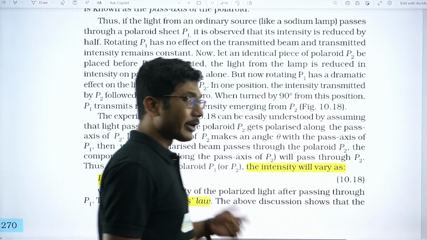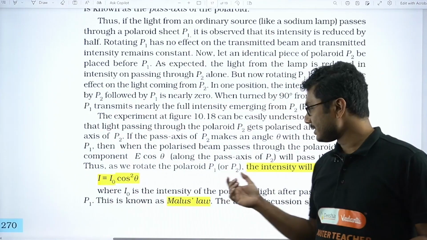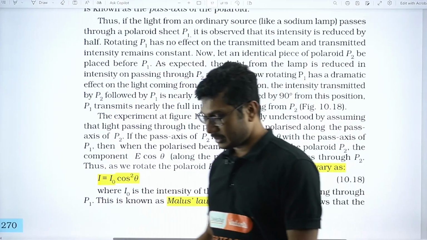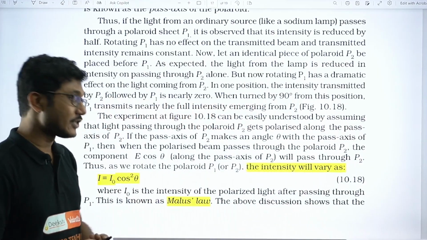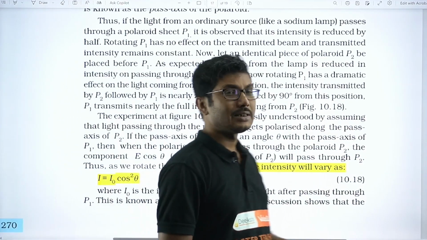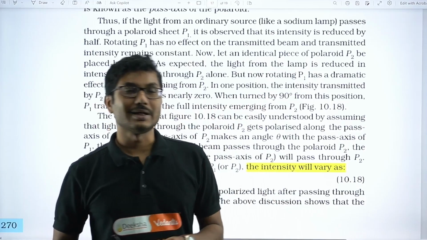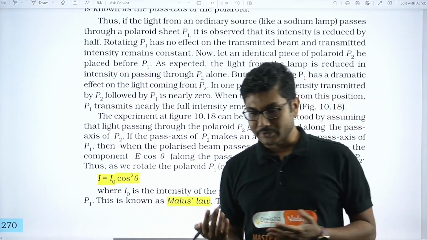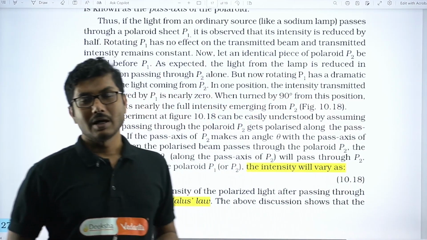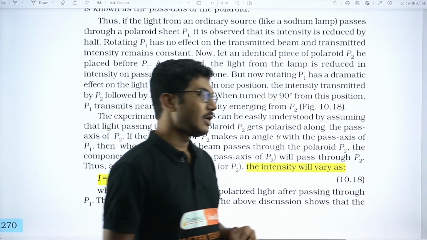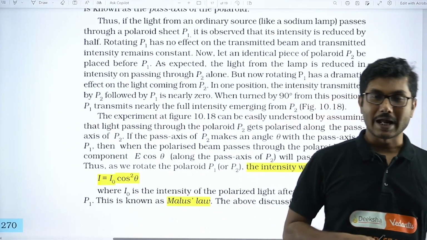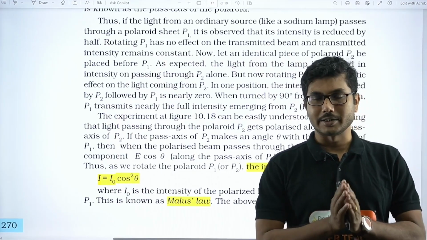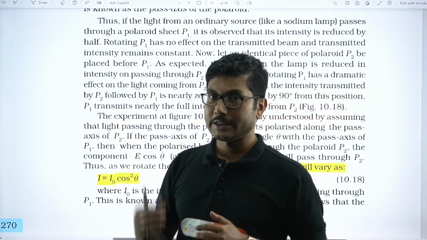Now the very important part from this is the intensity of light, given by I naught cos square phi. So what is polarization? Polarization is when you pass unpolarized light through certain crystals, tourmaline or quartz; there are different types of polarizing crystals. If the light passes through those crystals, the axes of the light align themselves in a particular direction, and that is called plane polarized light. So this is called polarization of light.